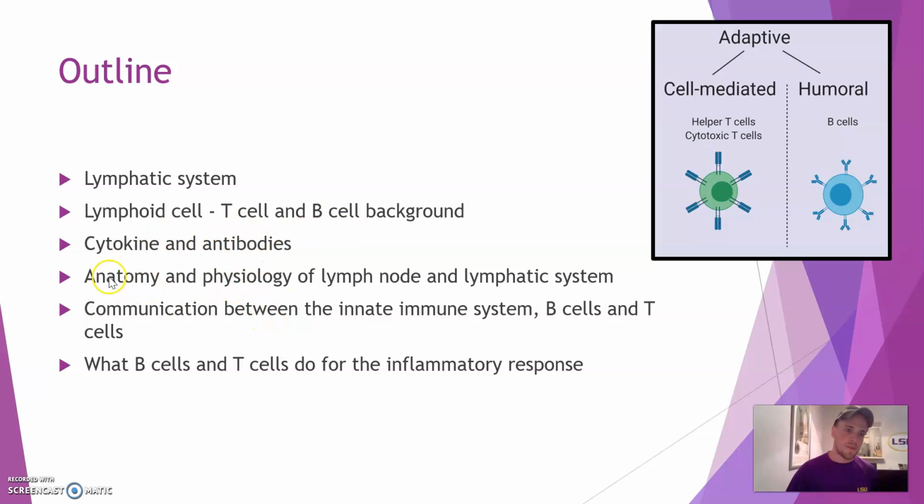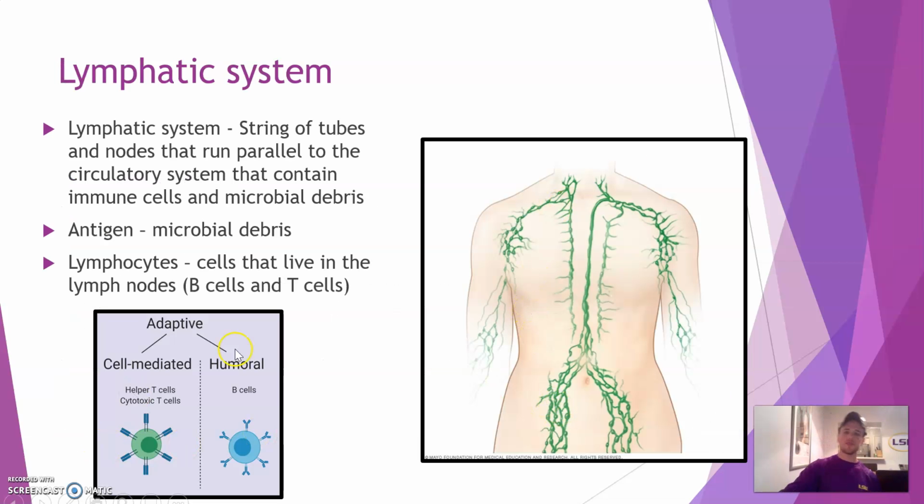Spoiler alert. Then we'll talk about the actual lymph nodes, those little green nodules in your lymphatic system. Then how the innate system, like macrophages, neutrophils and NK cells, talks to the adaptive arm, which are B cells and T cells, and how they activate these B cells and T cells. Then we'll wrap up with what B cells and T cells do for the inflammatory response. So the first thing we're going to talk about is the lymphatic system.